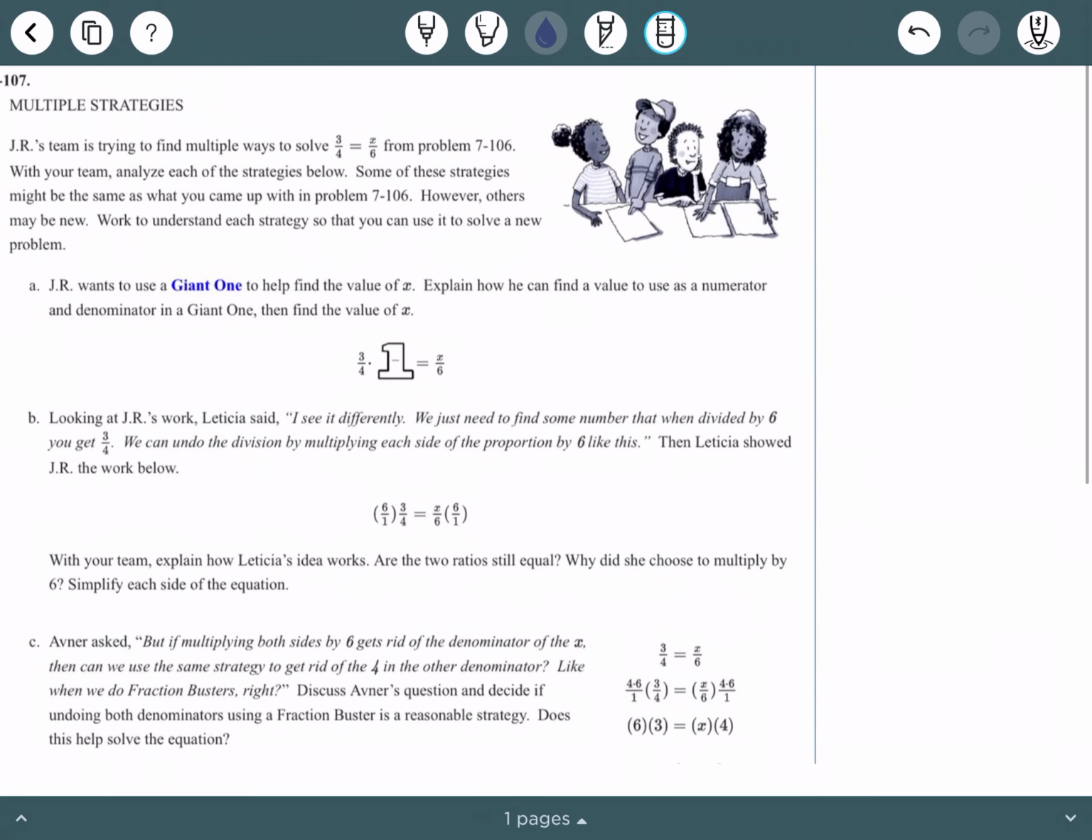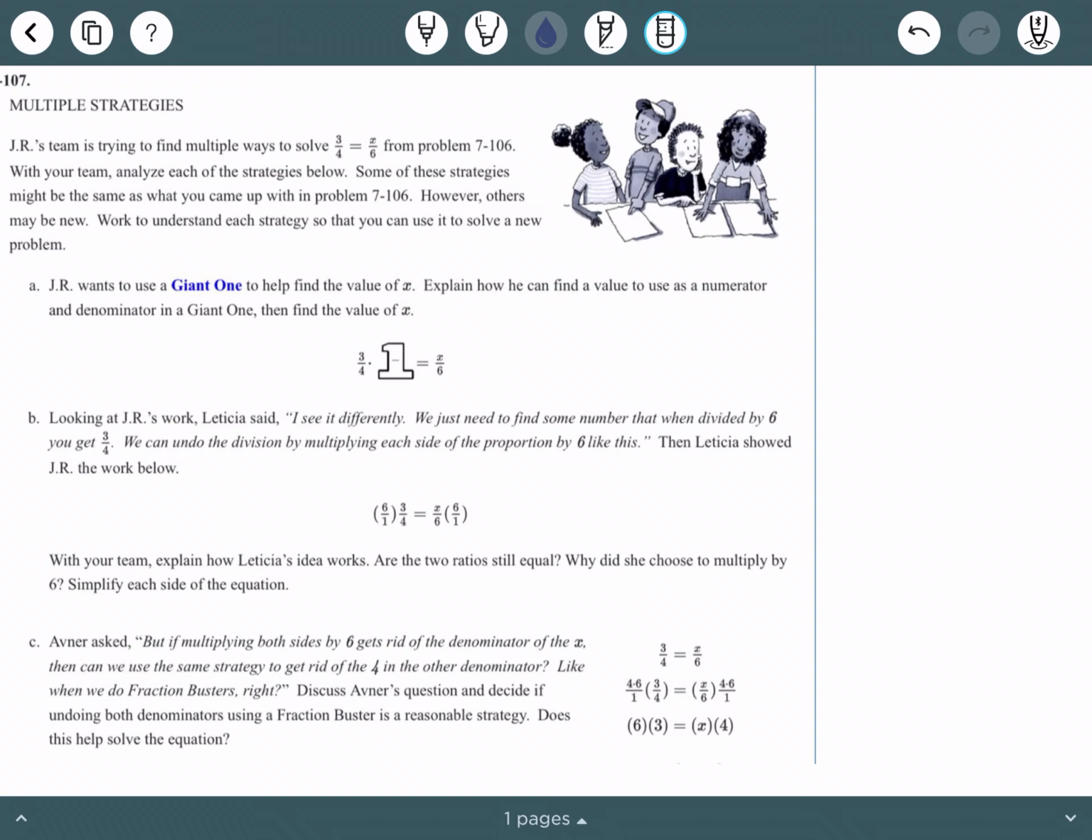Okay, let's take a look at part B. Looking at JR's work, Letitia said, I see it differently. We just need to find some number that when divided by 6, you get 3/4. We can undo the division by multiplying each side of the proportion by 6 like this. Then Letitia showed JR the work below. So with your team, explain how Letitia's idea works. Are the two ratios still equal? Why did she choose to multiply by 6? Simplify each side of the equation.